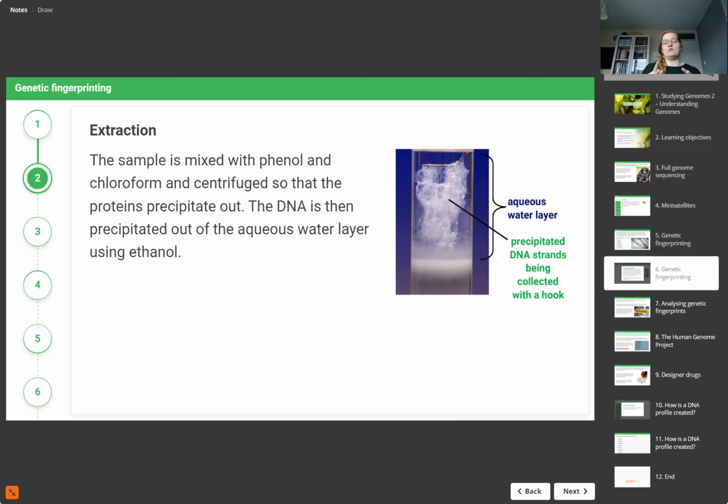So when you add the sample to the phenol and chloroform, you cannot see it with your naked eye. But once it's been around the centrifuge, you can see it. You can actually see the DNA there, and the proteins precipitate out, and obviously DNA is a protein. So the DNA is then precipitated out of the aqueous water layer using ethanol, and you can actually physically extract it as well.